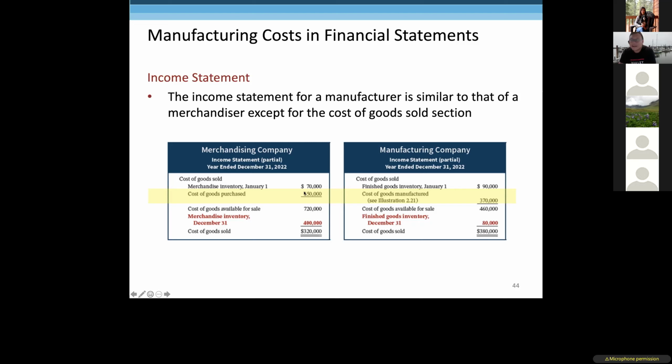You can see that it's exactly the same format: beginning plus the increase and minus the ending. That's your cost of goods sold.